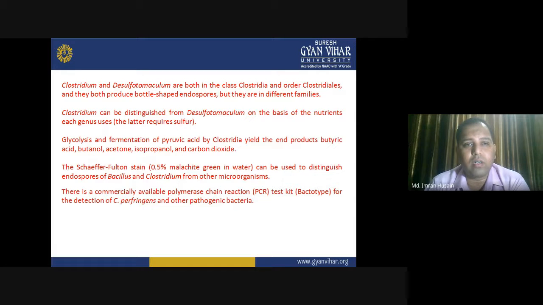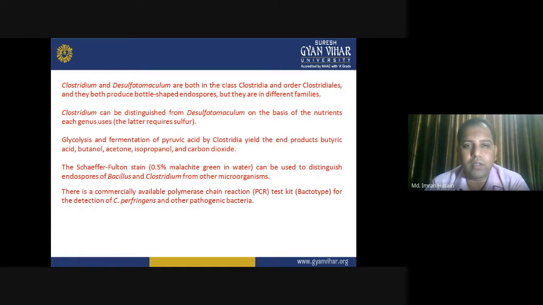Clostridium and Desulfotomaculum are both in the class Clostridia and order Clostridiales, and they both produce bottle-shaped endospores, but they are in different families. So Clostridium can be distinguished from Desulfotomaculum on the basis of the nutrients the genus uses. The latter requires sulfur for its survival.